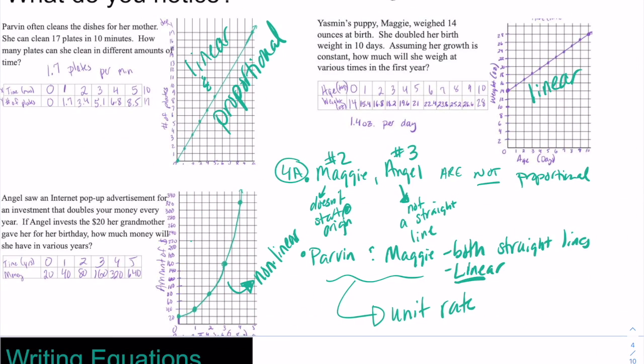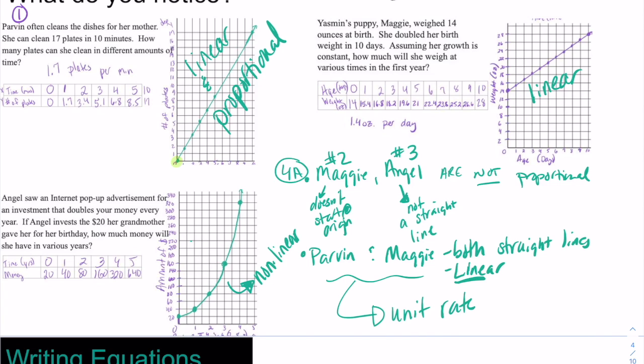So last class we talked about the difference between linear relationships, proportional relationships, and nonlinear relationships. So just to recap, Parvin's problem, this first problem, was a proportional relationship. We saw a straight line, so it's linear, and it also goes through the origin, 0, 0, which is this point here. And so because it's linear and passes through the origin, it is proportional.